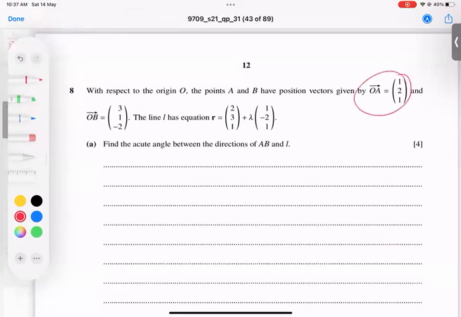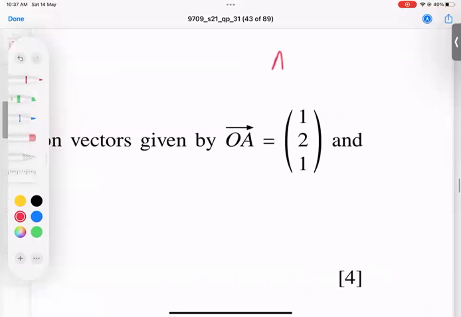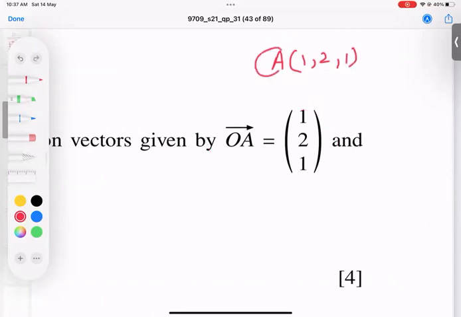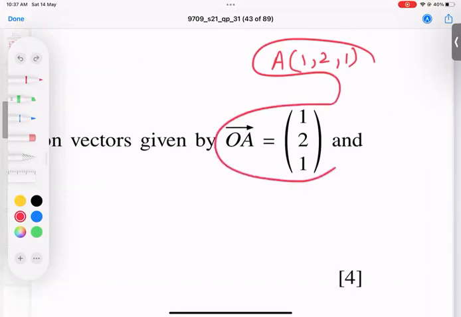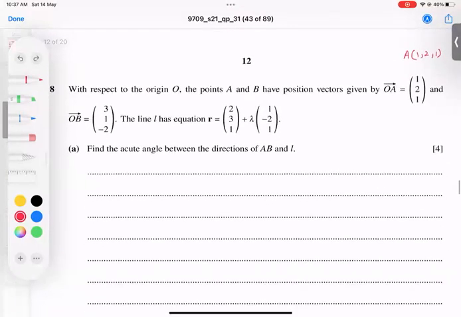If vector form is given and you want to write in coordinate form, simply remove the O and write 1, 2, 1. This is called coordinate form. This is called vector form. In vector form, we must introduce O before A and write in column form. This is called coordinate form. This is called vector form. So I believe this point is clear.